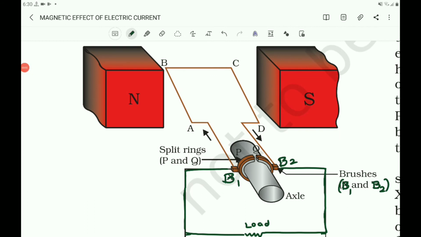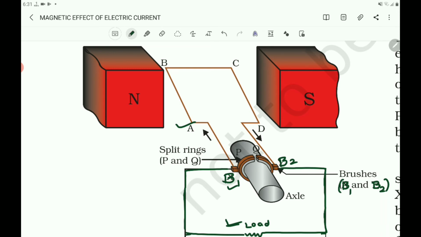Observe the construction of DC generator. Here ABCD is a rectangular coil and the ends of the coil are connected to the split rings P and Q, and the split rings are attached to the brushes B1 and B2, which are connected to the load. Now let us discuss the working of the DC generator.